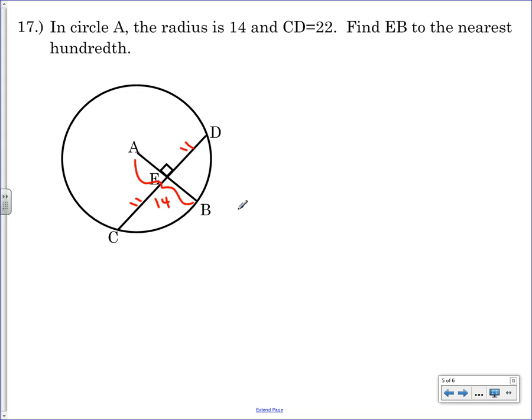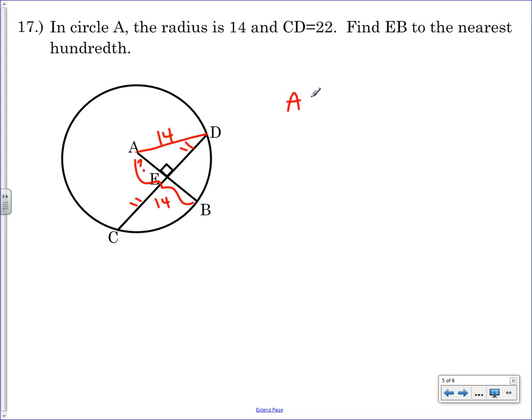You can draw a radius anywhere, right? So just because I see AB doesn't mean that's the one I have to use. Isn't this also a radius, from the center of the circle to the circle itself? So isn't this also 14? How did that help me? Yeah, you have a right triangle. What do we know about right triangles and their sides? I can use the Pythagorean Theorem.